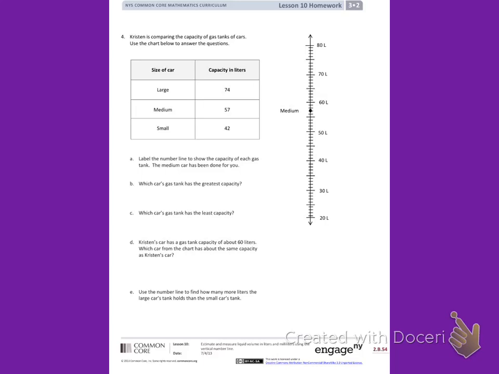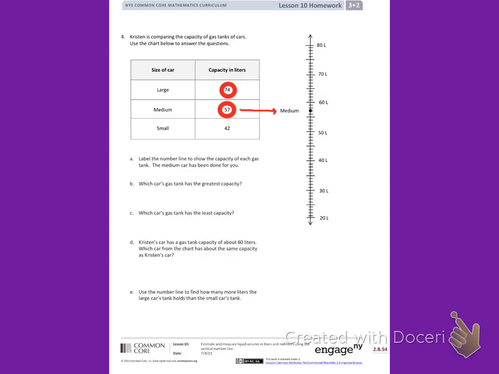Looking at the chart, I can see that the medium car's capacity is 57 liters. Over on the number line, I can see they've labeled it medium and placed a dot where the number 57 would be. Let's go ahead and do the large car's capacity. Looking at the chart, I can see that the capacity of the large car is 74 liters.